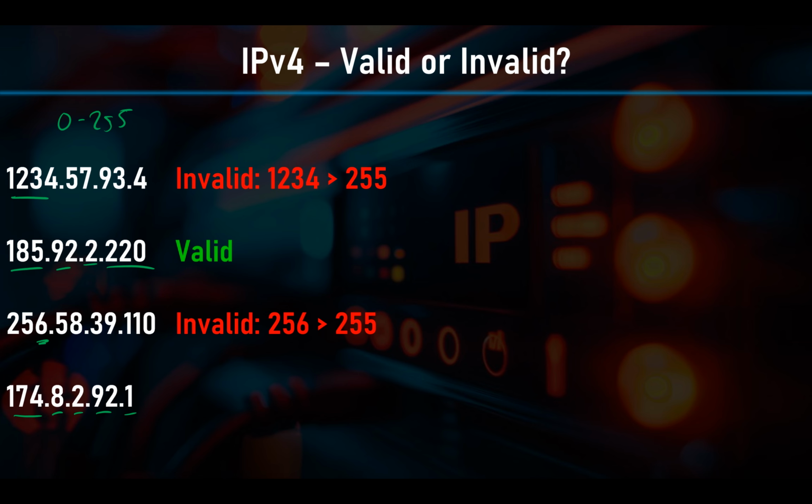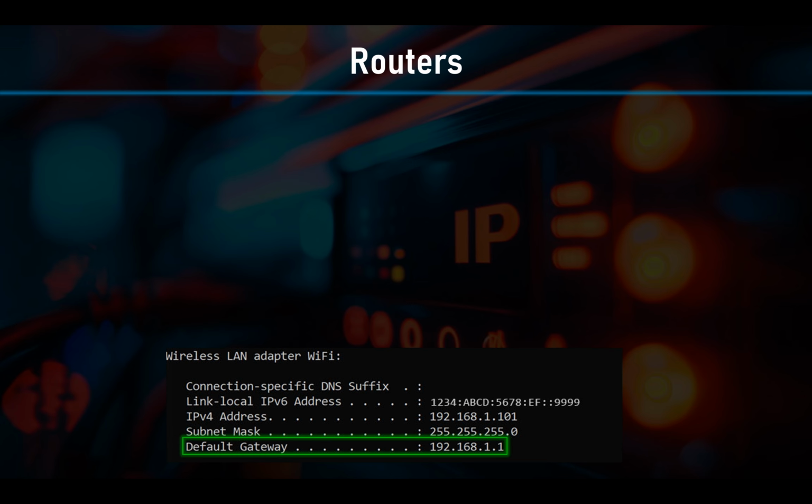Since it has 5 groups, that's invalid, because if you remember, an IP version 4 address should only have 4 groups. Now, IP version 6 is going to have 8 groups, although that will probably be the next video.